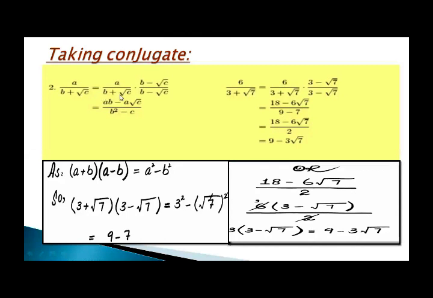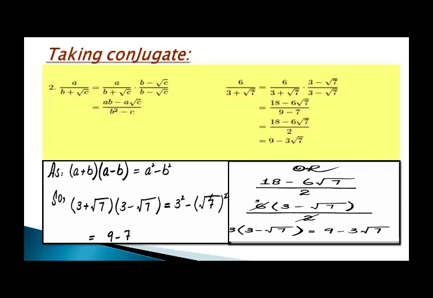What is a conjugate? Conjugates are the same binomial surds but with a different middle sign. The in-between sign will be inverted. For example, if we have a plus root b, the conjugate will be a minus root b. If we have 2 plus root 3, the conjugate will be 2 minus root 3. If we have 1 plus root 2, the conjugate will be 1 minus root 2. Similarly, the sign will be changed vice versa.